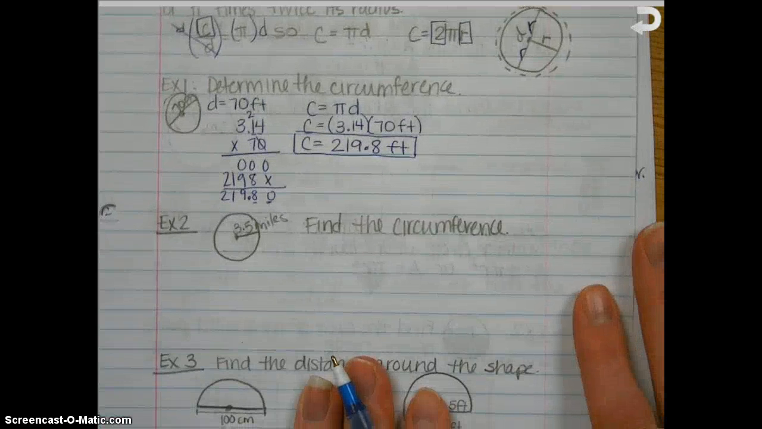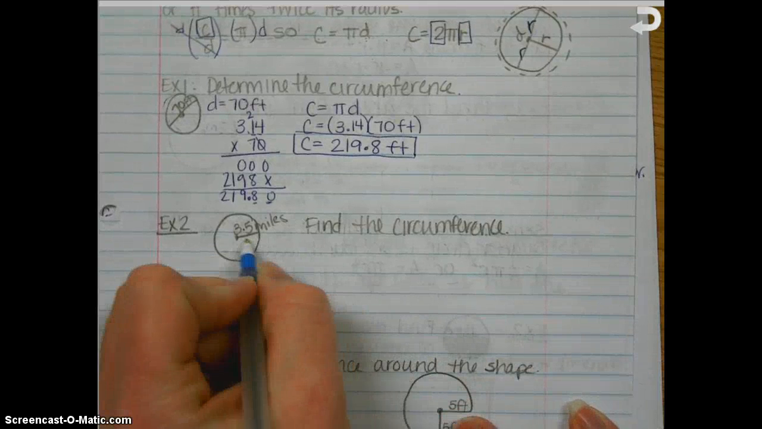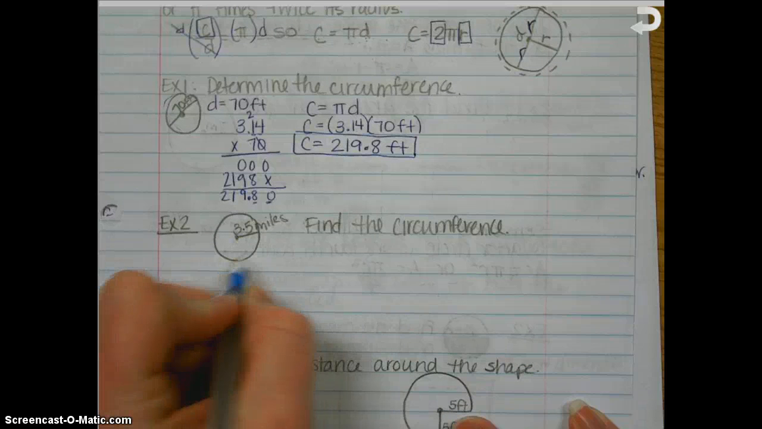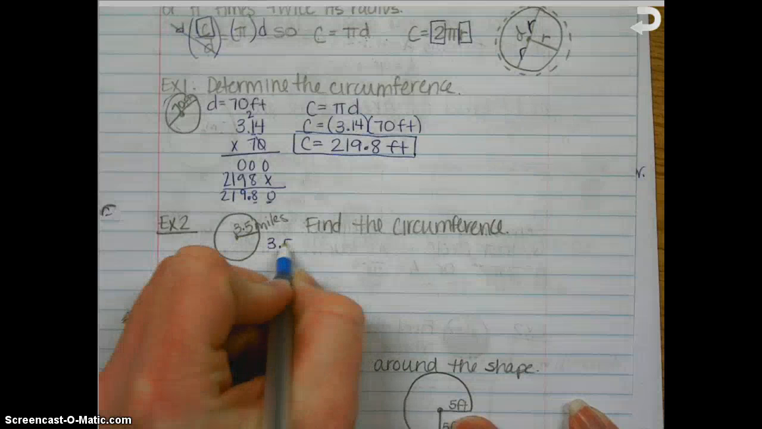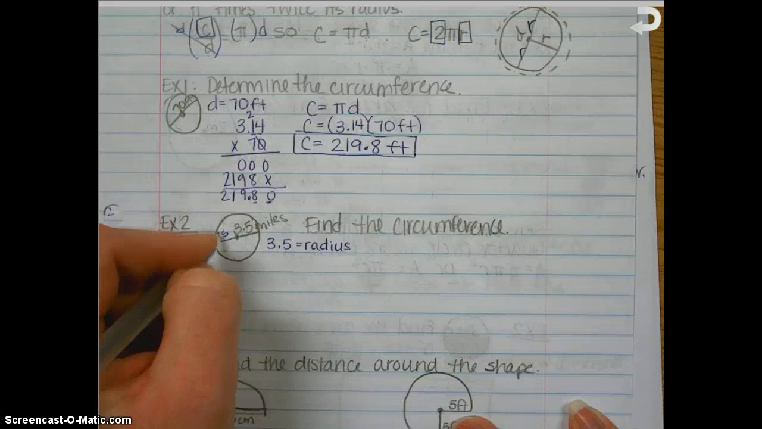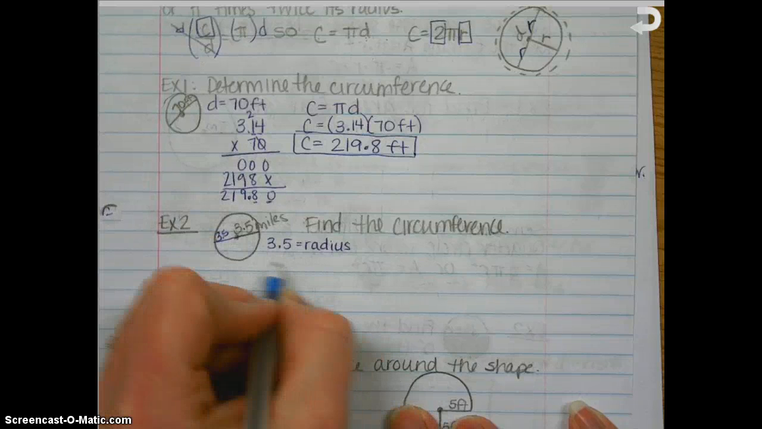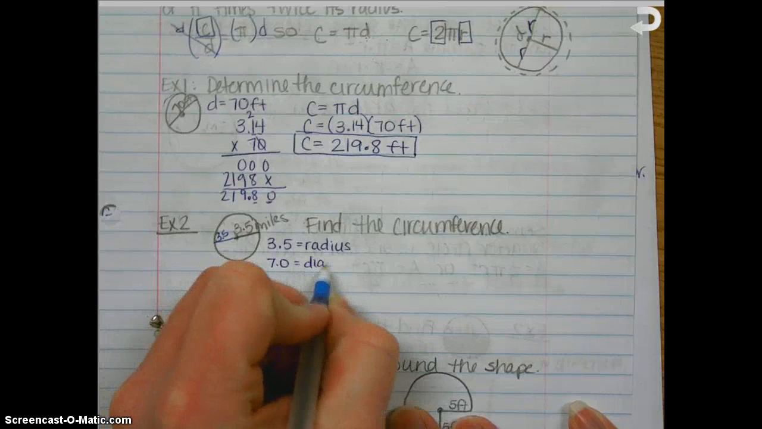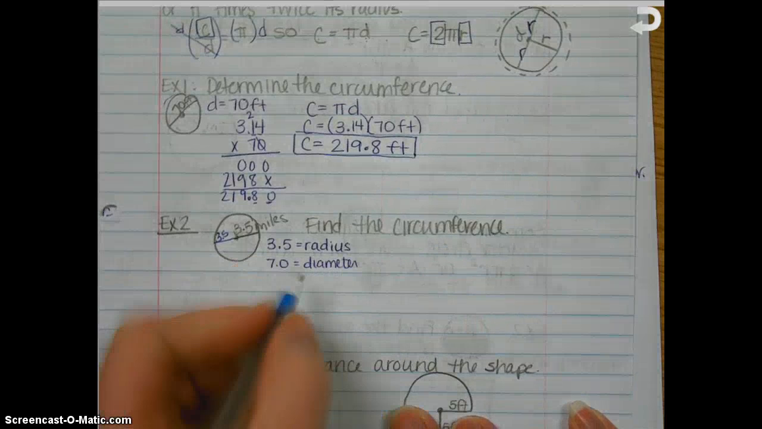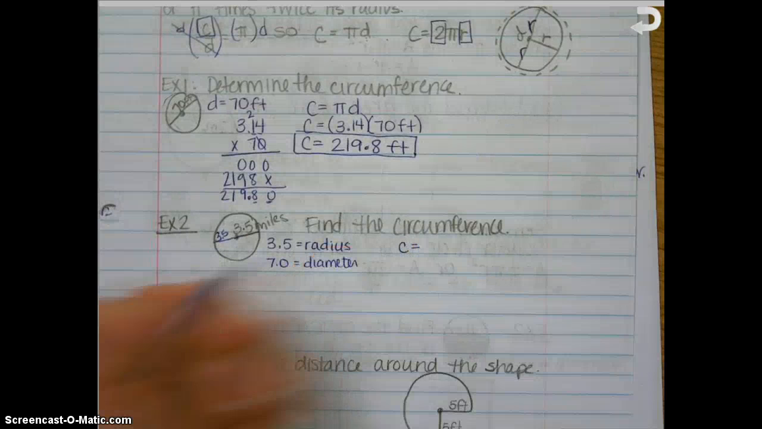Let's work on example 2 here. Find the circumference. Well, I'm going to write my formula here. 3.5 would be my radius. And if I doubled it and made it go 3.5 in the other direction, 3.5 plus 3.5 would be my diameter. So 7 would be my diameter. Okay, so I can use either one of those to find my circumference.